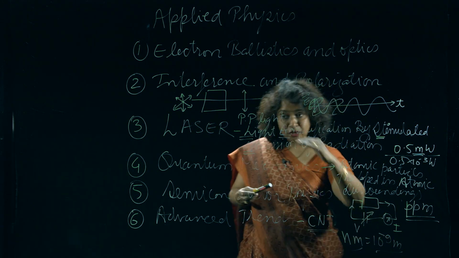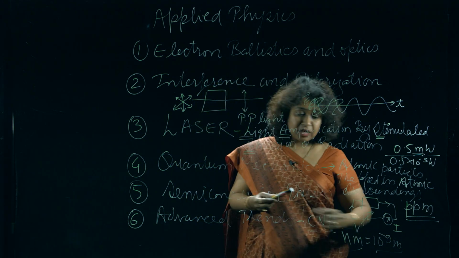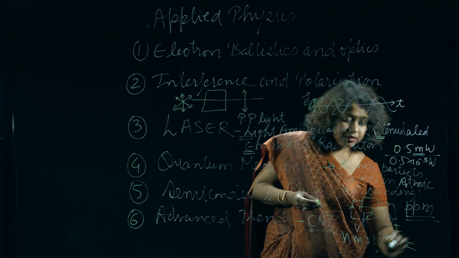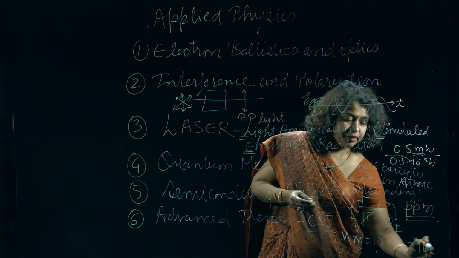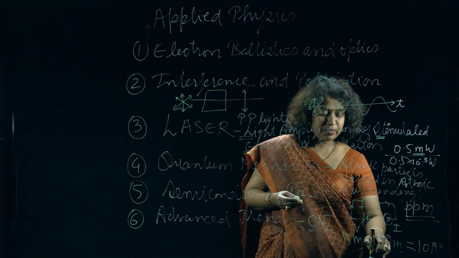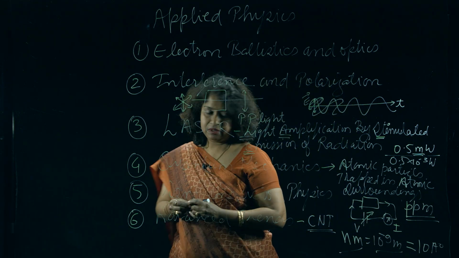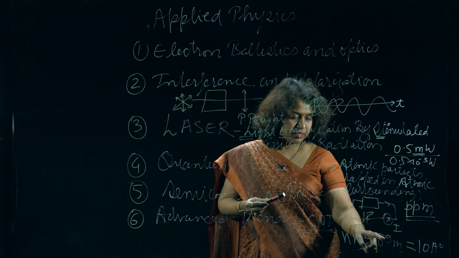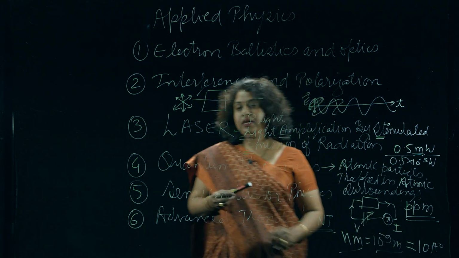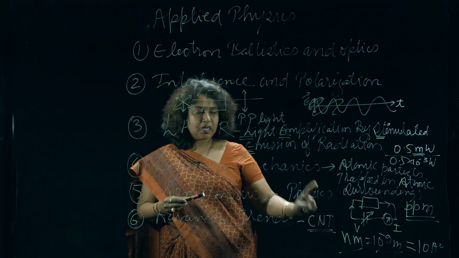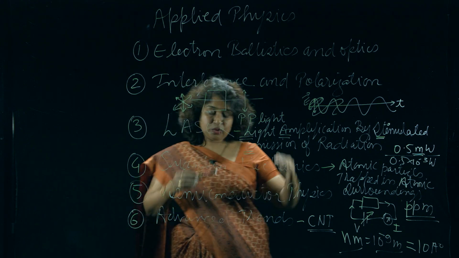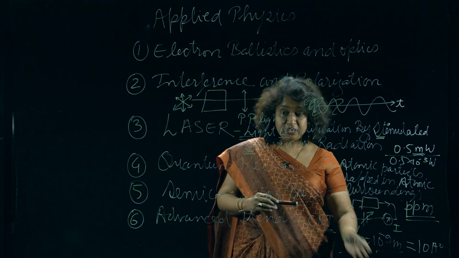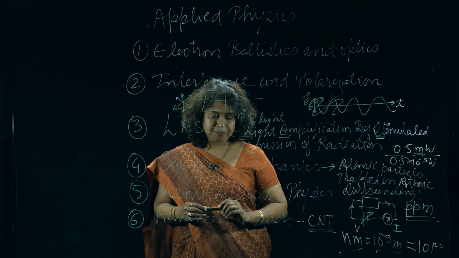That means we have come down to an atomic size. If I want to write it in Angstrom, how much will it be? It will be 10 Angstrom. If I multiply by 10 and divide by 10, this becomes 10 power minus 10, so this is 10 Angstrom, because one Angstrom is 10 power minus 10 meters. So, again I have come down to an atomic world, wherein quantum mechanics will be applicable.